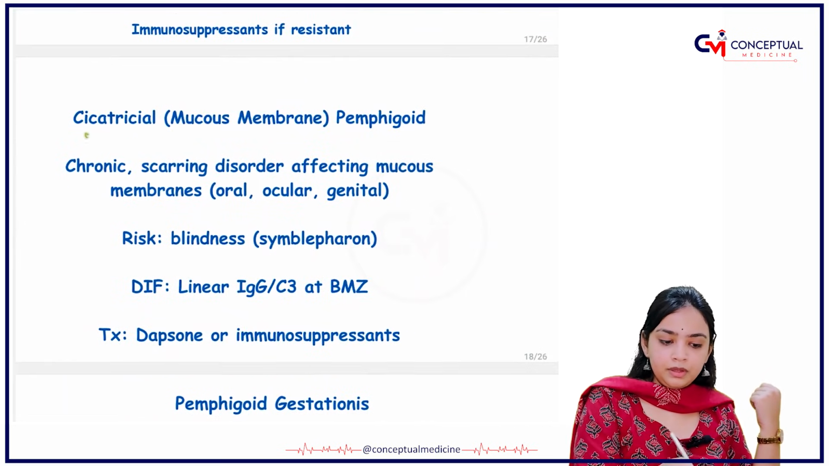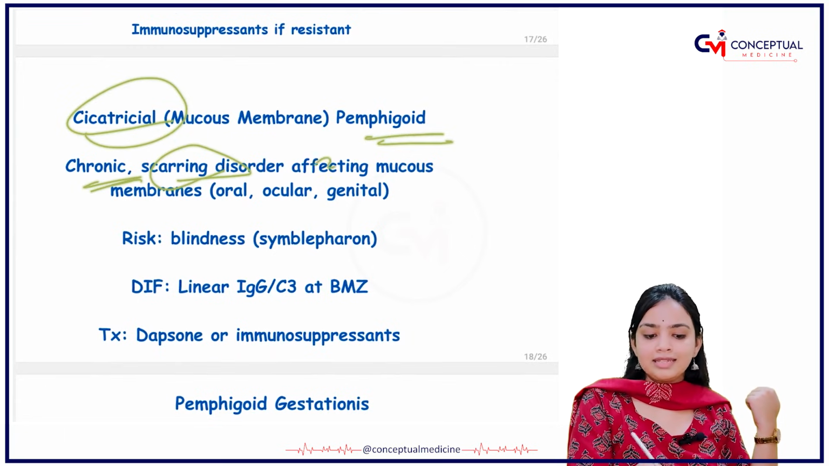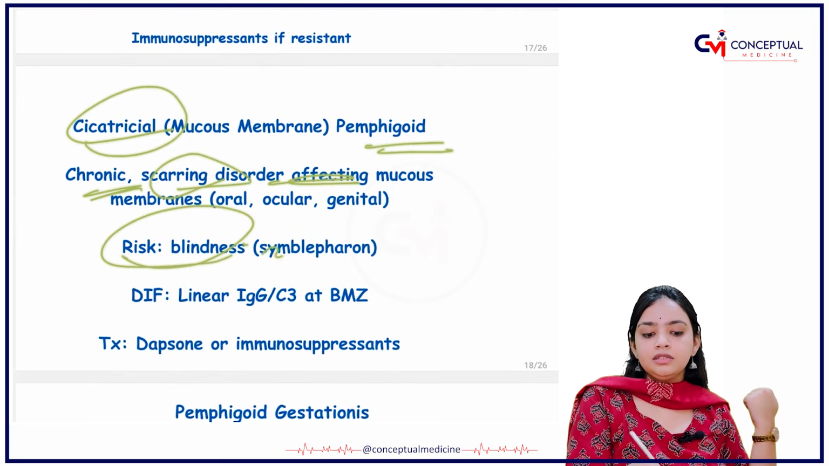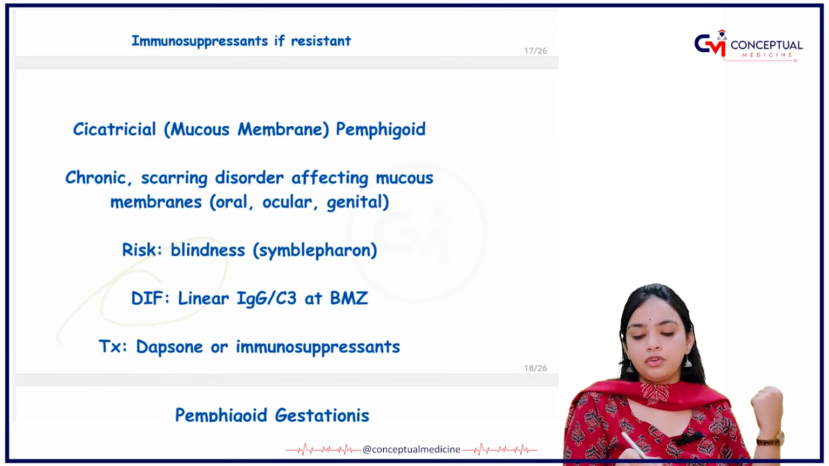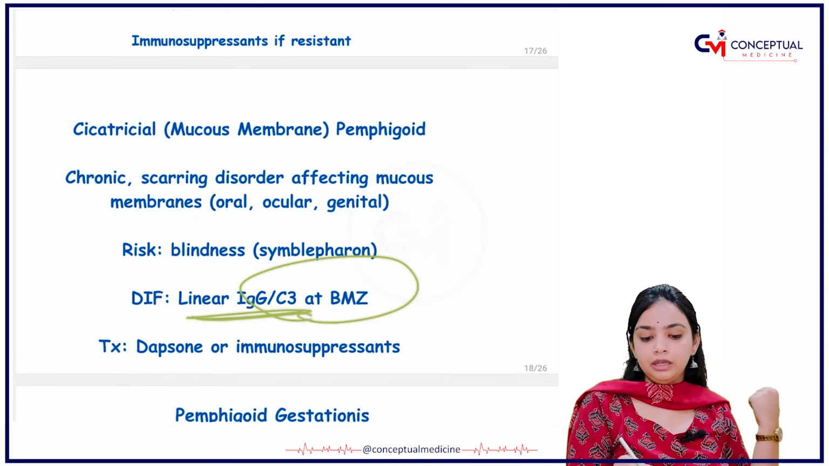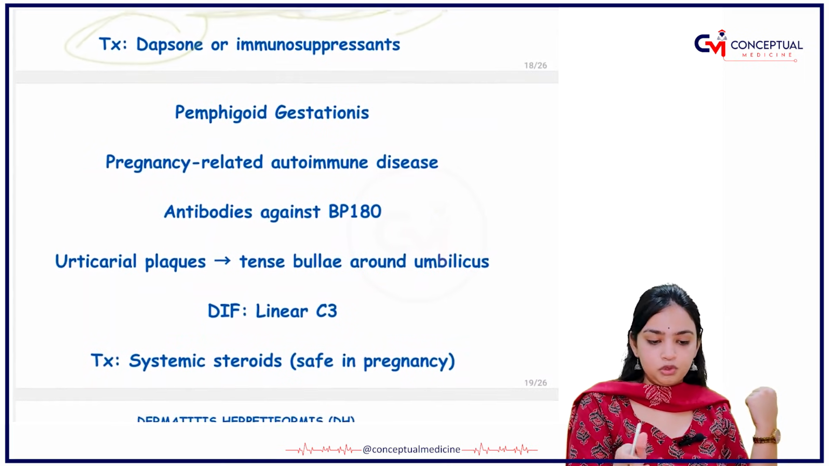In the cicatricial pemphigoids, there will be chronic scarring. It has a risk of blindness. In the direct immunofluorescence, you will be able to appreciate a linear pattern of IgG. For the treatment, you have to give dapsone.